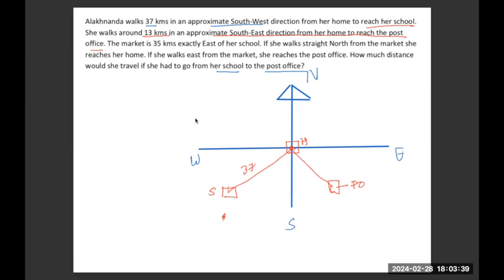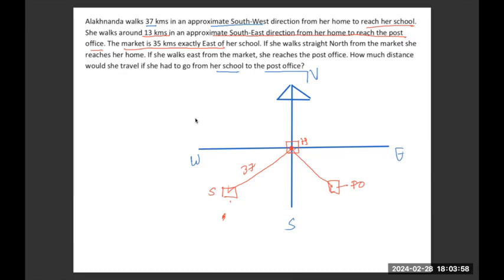I'll come to the next part. The market is 35 kilometers east from the school. From the school, the market is east. In this kind of direction sense, please note that the north, south, west, east directions never change. They remain constant, but the left and right positions change.